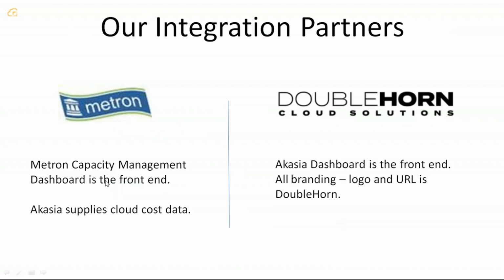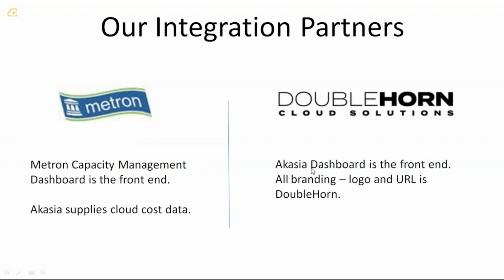So we have clearly defined APIs, and we've integrated with Metron's capacity management product. Their dashboard is the front end, and there's a button that says calculate cloud costs, and when somebody clicks that button, it invokes our product, and all the analysis and modeling is done by our algorithms, and the report is submitted to their front end for display.